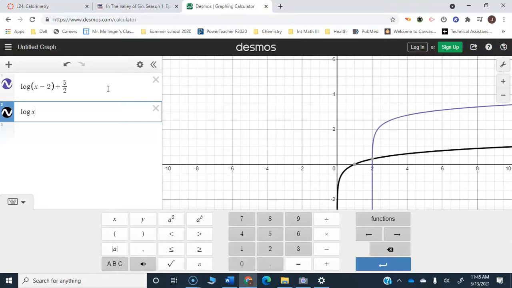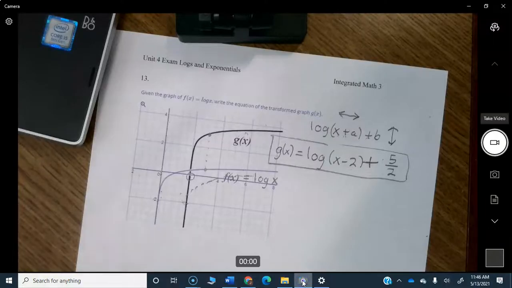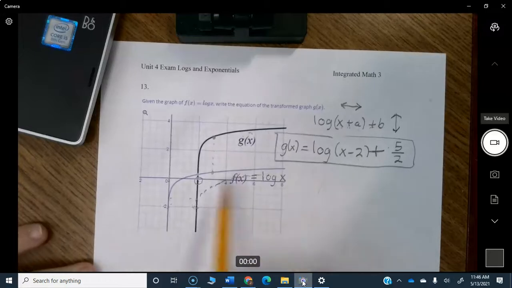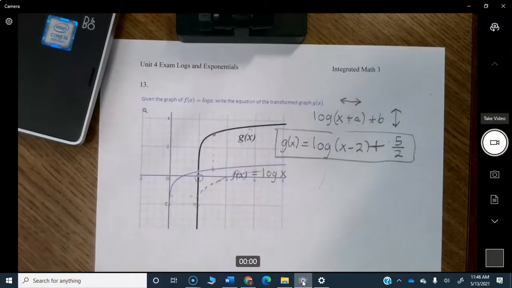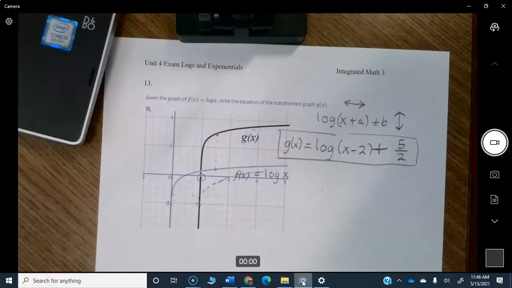So the purple one is our g of x function, and so I should write that here, g of x, and you should too, g of x equals, and that's your final answer, okay? And I verify that by looking right here at Desmos. That's exactly what it looks like. Okay, so I'm going to go on back. Okay, there we go. So that's our function. That looks exactly like what we just saw on Desmos. Okay, let's keep going.